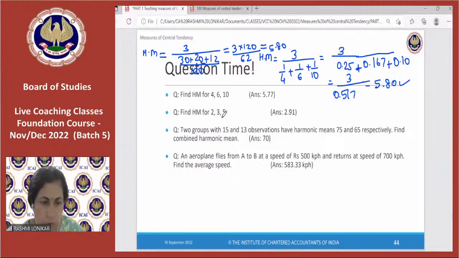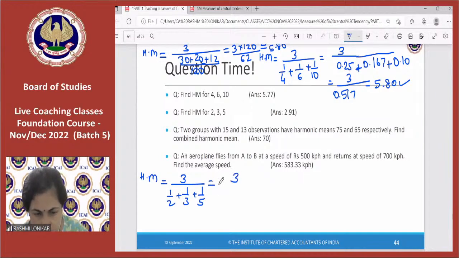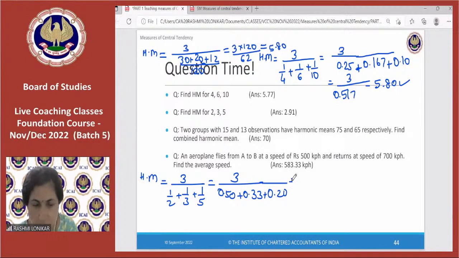Now find the HM for 2, 3 and 5. So this will be 3 numbers, 1 by 2 plus 1 by 3 plus 1 by 5, which is equal to 3 upon 0.50 plus 0.33 plus 0.20. So just see how much this is. 0.5 plus 0.33 plus 0.2 is 1.03. So 3 divided by 1.03 is 2.91.